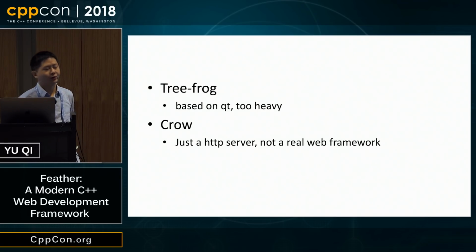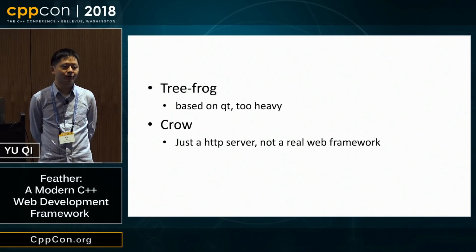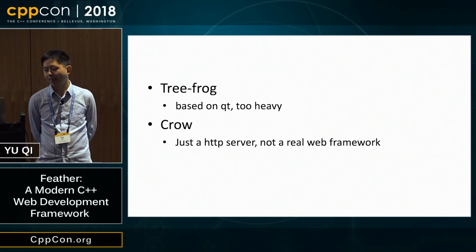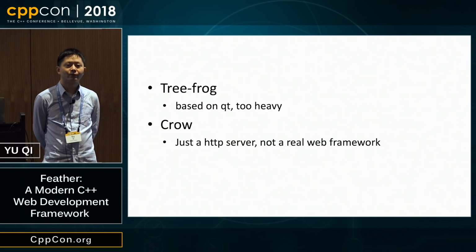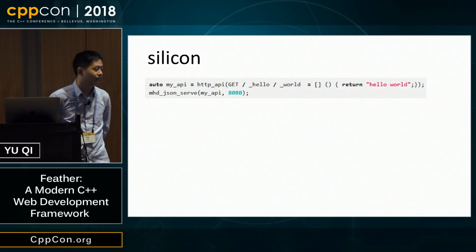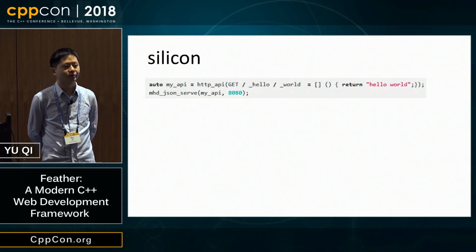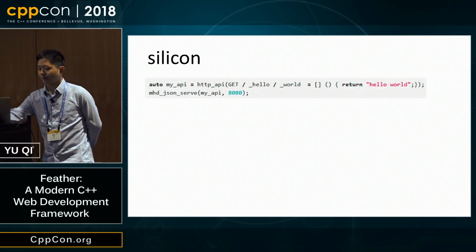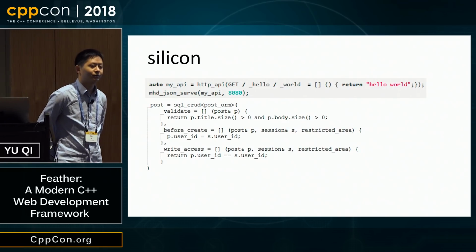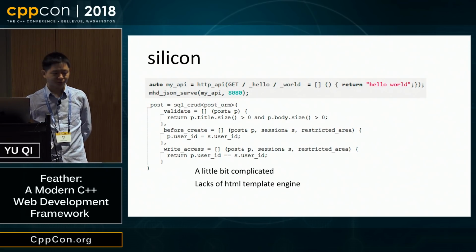Okay, let's look at the other two web frameworks. TreeFrog is based on Qt. You know, Qt is a giant framework, so I think it's too heavy. Crow is just an HTTP server. It's not a real web framework. How about Sinatra? I think Sinatra is good enough because the Hello World example is also very simple. Like other language web frameworks, the syntax is also very clear, and it also supports database access. However, it lacks an HTML template engine, and compared with some other language web frameworks, it is a little bit complicated.